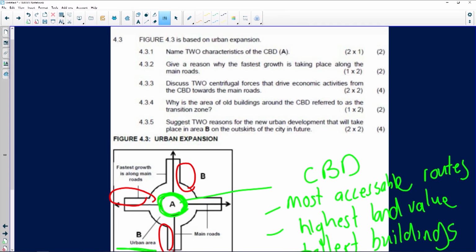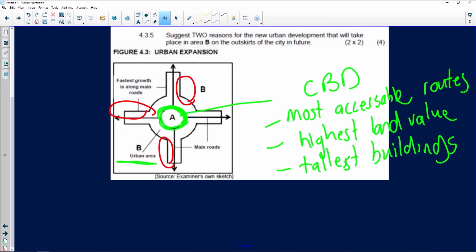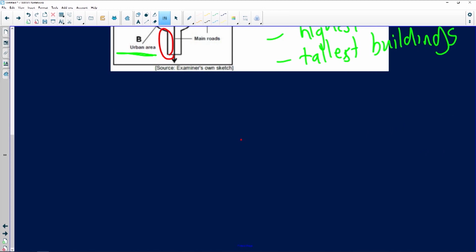4.3.3, I want to touch on this. Before I look at the question, I need to explain 2 definitions, or concepts, to you: centrifugal and centripetal. I've mentioned that on a previous slide. Before I look at the questions, just quickly have a look at these concepts. The first one is centripetal.